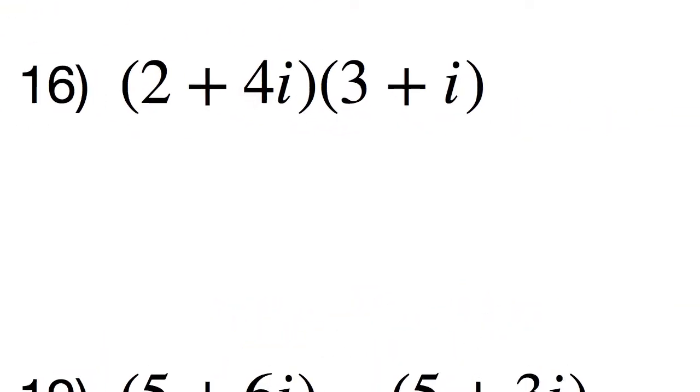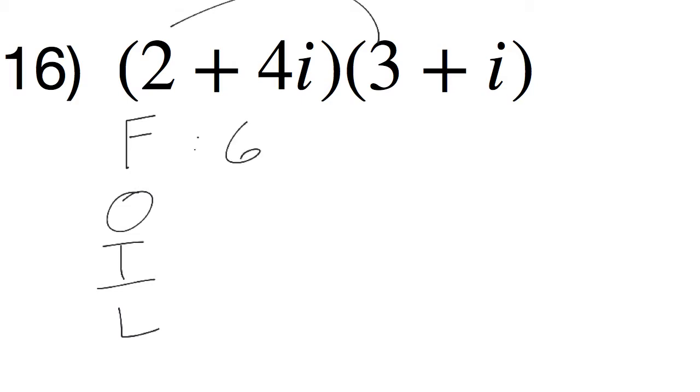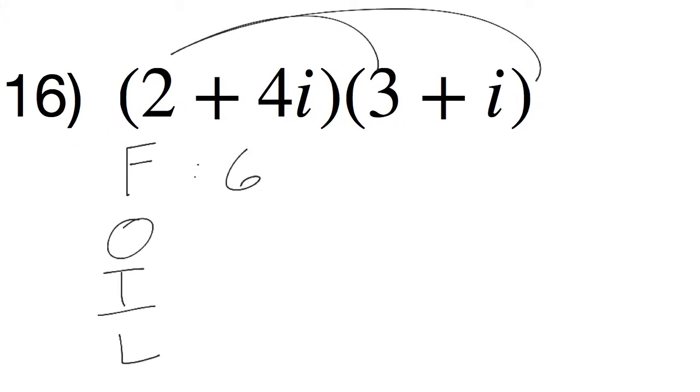Number 16. Very much like foiling. So firsts would be 2 times 3, which is 6. Outsides would be 2 times i, which is 2i. Insides would be 3 times 4, which is 12i.